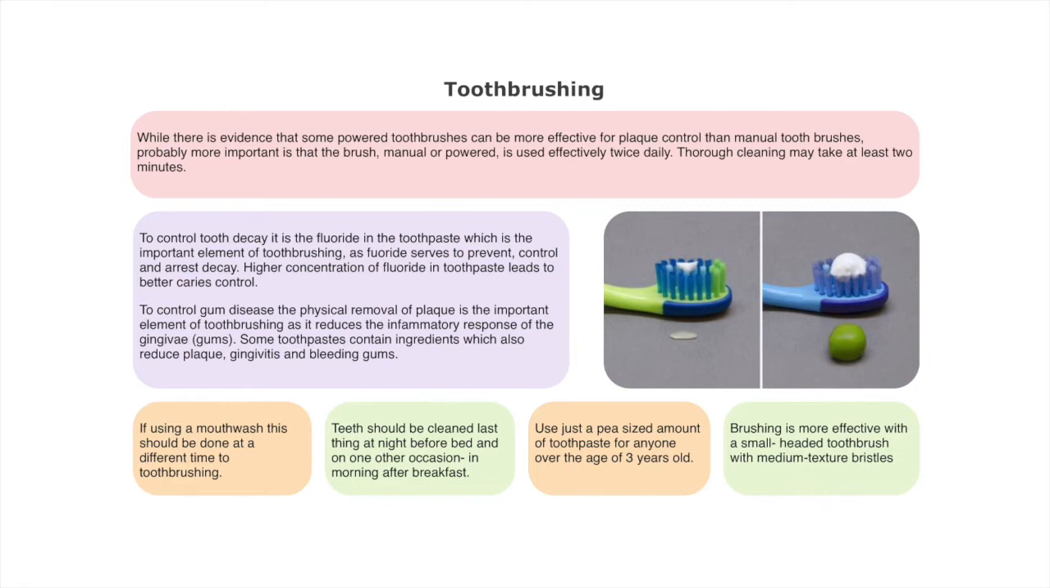A fluoride toothpaste should be used. Fluoride helps to prevent and reduce the risks of tooth decay. Everyone over the age of 3 should use a pea-sized amount. To control gum disease, it is the mechanical action of brushing for effective plaque removal that is important. Some toothpastes contain ingredients that help to reduce plaque, gingivitis and bleeding gums.